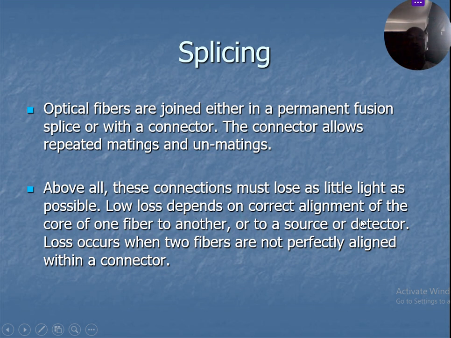Now, low loss depends on the correct alignment. You must align these wires as accurately as possible, the core of one fiber to the core of the other fiber, the core of fiber A to the core of fiber B. I'm going to show you why fibers should be aligned correctly and accurately to reduce loss in the fiber. If they are not perfectly aligned, then within the connector there will be a lot of loss.